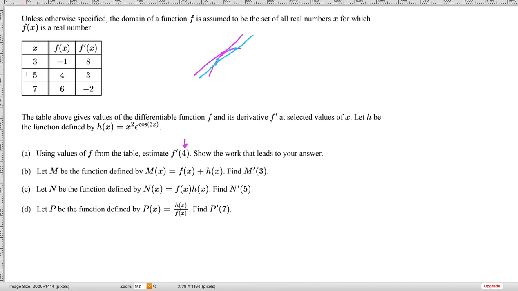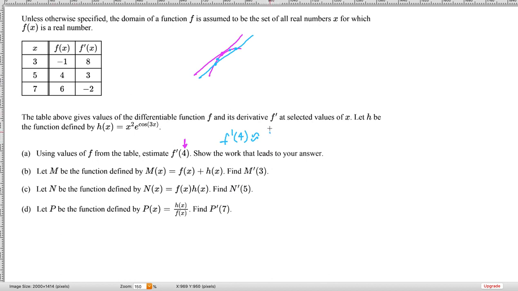So in this case, you look, x is 3 and x is 5. They give you values for f of x. So you want to find the slope of that secant line, and that gives you an approximate value. The work that leads to your answer here is you could write the slope of the tangent line at 4. The slope, again, that's the derivative of f at 4, is approximately the slope of the secant line between when x is 3 and when x is 5.